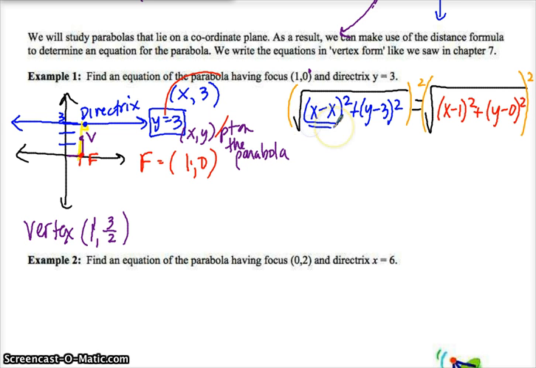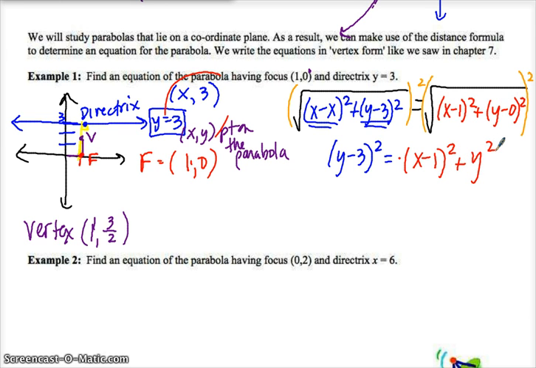Well, x minus x is 0, 0 squared is 0. Here, I'm going to keep this as y minus 3 squared. Sorry, I'm trying to change colors. On the right-hand side, I'm going to get x minus 1, the quantity squared, and then y minus 0 is just y, so I get y squared.